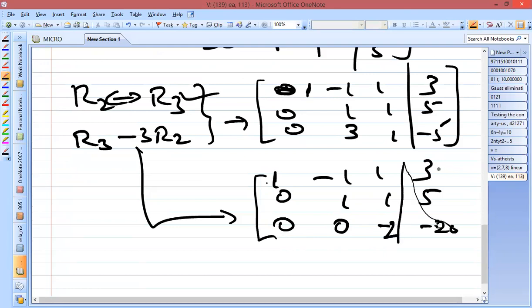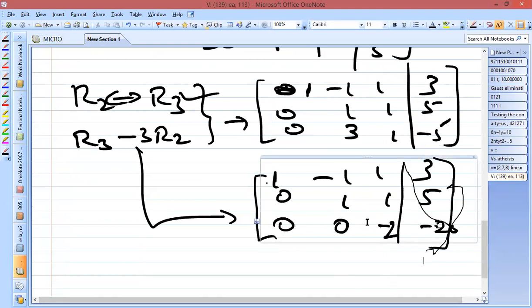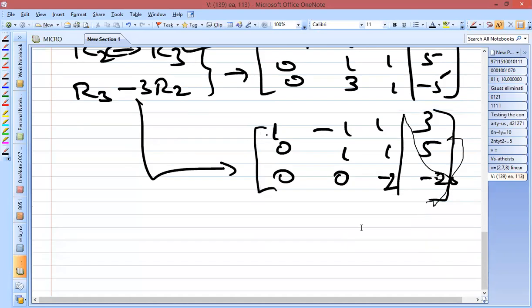Can you further reduce it? If we do it again, what happens? It will result in a non-zero element. So we'll end up here. So this is the matrix.